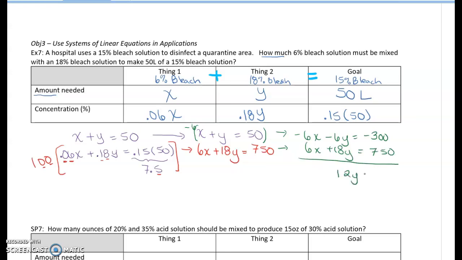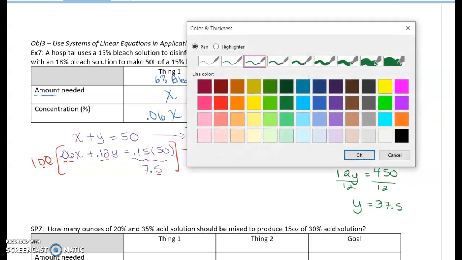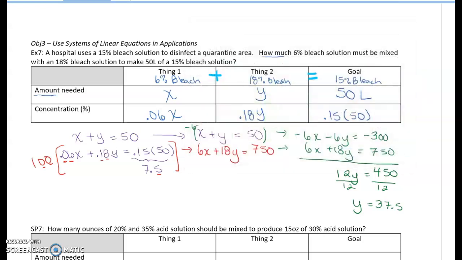So that'll be 12y equals 450. And divide by 12. And you get y equals 37.5. You could also solve for x first. It doesn't really matter. You just need to get one of those answers.